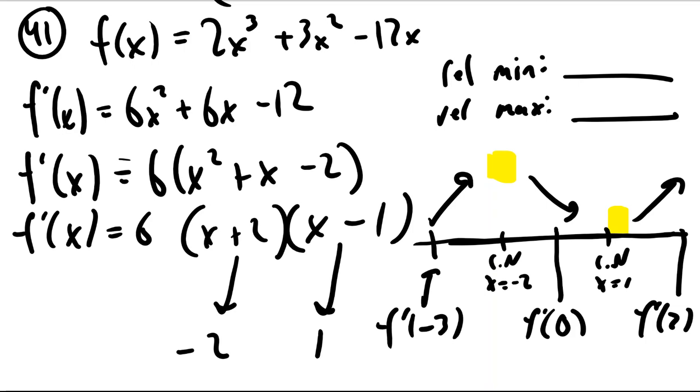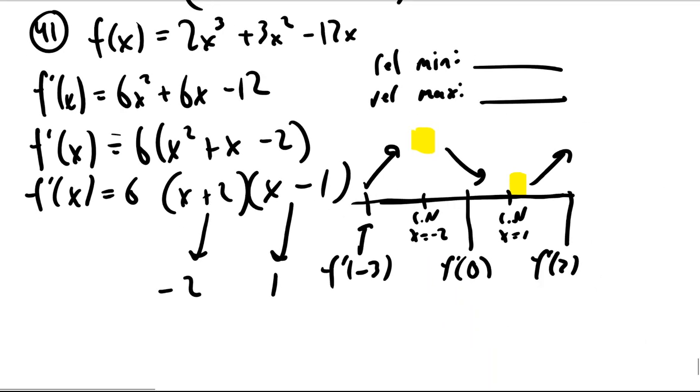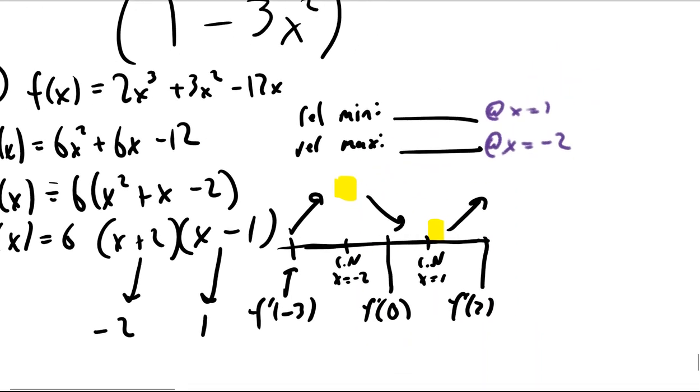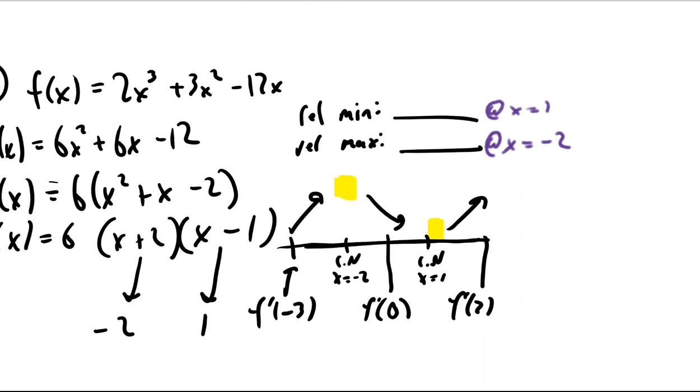So I can see that there's a max at x equals -2 and a min at x equals 1, but that's not what the question's asking. It's asking find the relative max and min. So I know when these occur. This one is when x is 1, and this one is when x is -2. But the actual max and min values are the y values. And you would get the y values from plugging in the x value into the function.